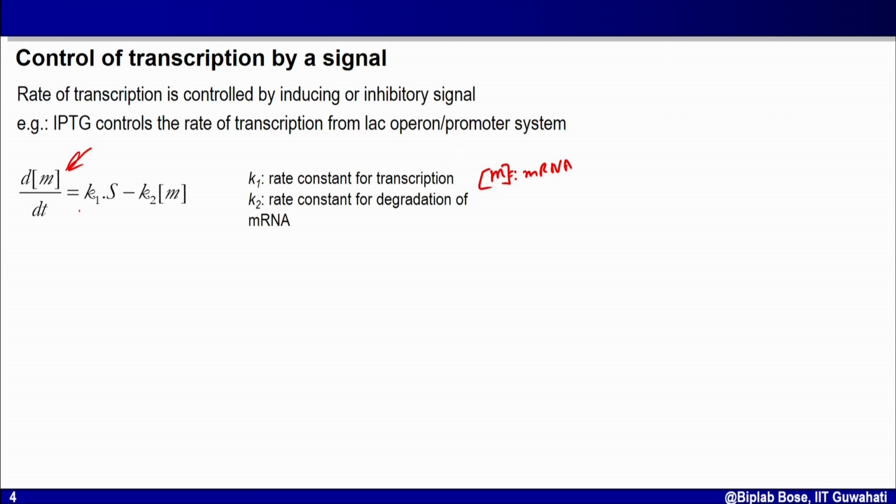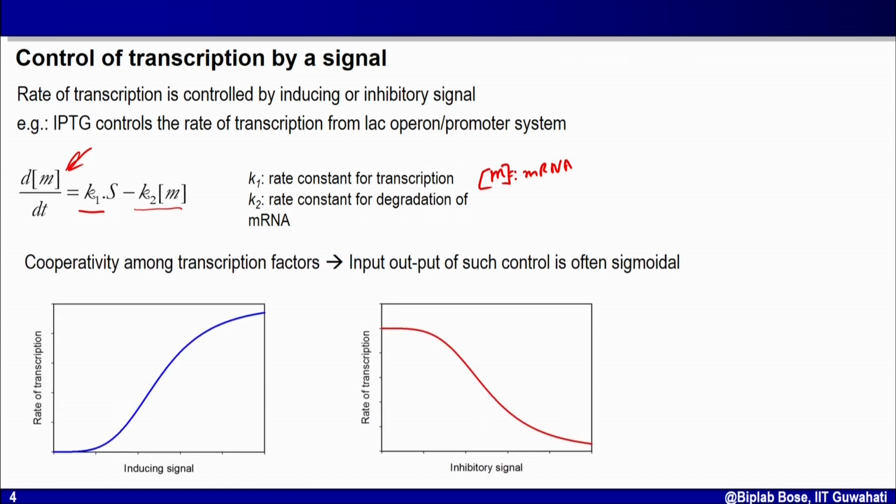So, the first part is synthesis by transcription. The second part is degradation. Now, see the first part, the transcription part, K1 into S. That means if I keep on increasing S linearly, then the rate will also increase linearly. But the fact is, in many experimental systems, it has been seen that this relation of rate of transcription with the amount of input signal is actually not linear. Rather, it is non-linear and particularly sigmoidal, S-shaped.